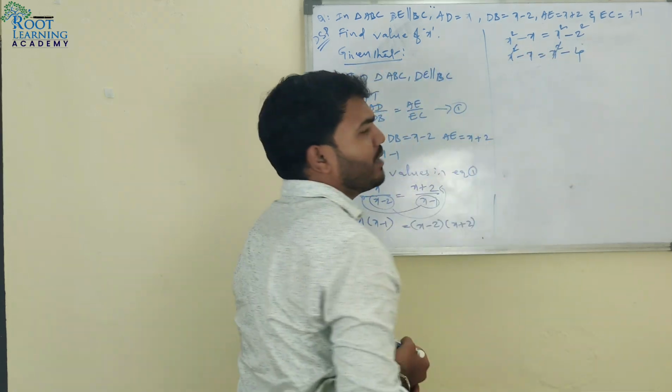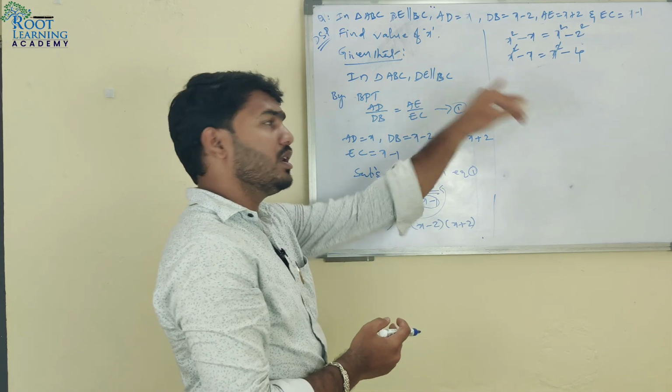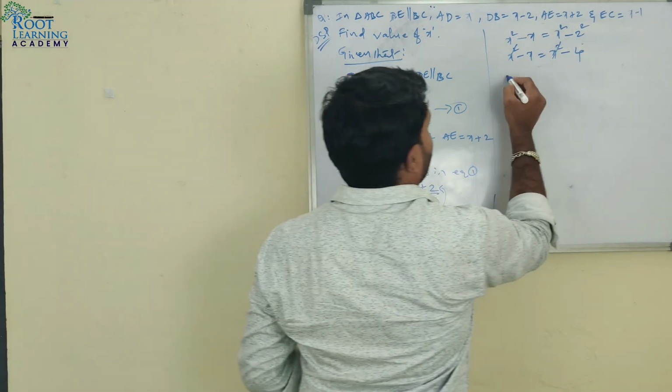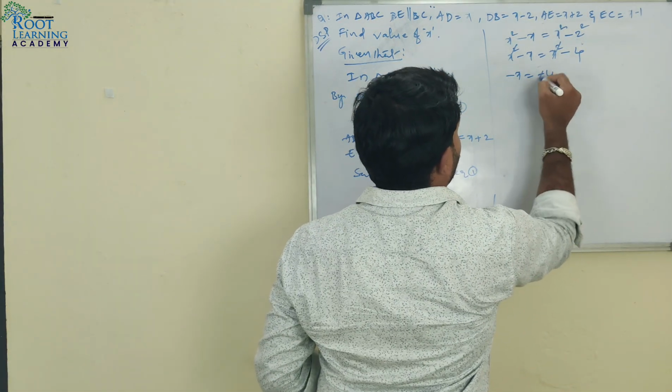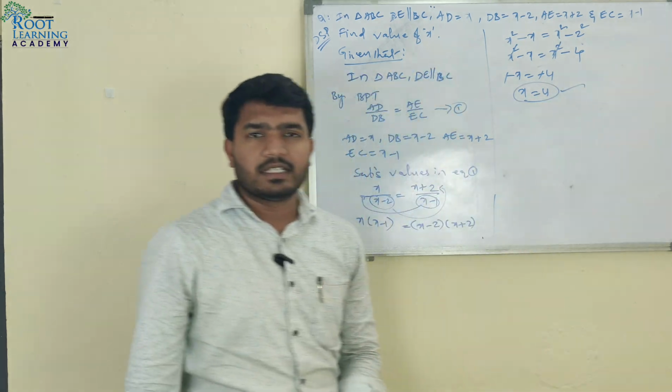The x square cancels, or else you can also take all the variables to one side and the constants to the other side. There also you'll get the same answer. So here minus x is equal to minus 4. Minus cancels, so x is equal to 4. This is the answer. That's it.